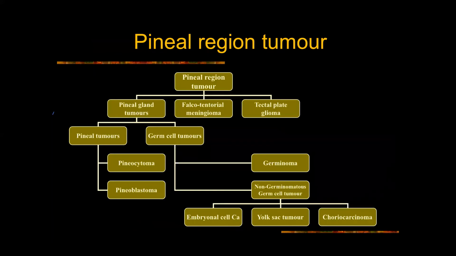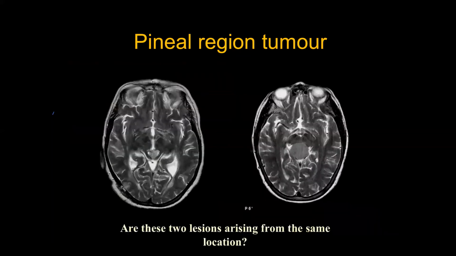Now, once you come to the pineal region, it's a completely different beast altogether. Pineal region tumors can be divided into pineal gland tumors, or coming from the falx, or coming from the tectal plate. Pineal gland tumors can be divided into primary pineal tumors or germ cell tumors. And germ cell tumors nowadays are divided into secreting and non-secreting. So the approach is completely different when you come to a pineal region tumor.